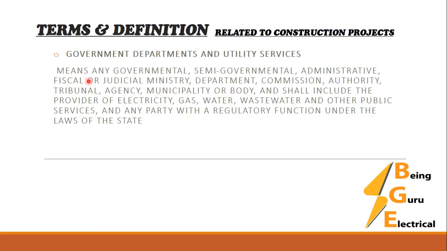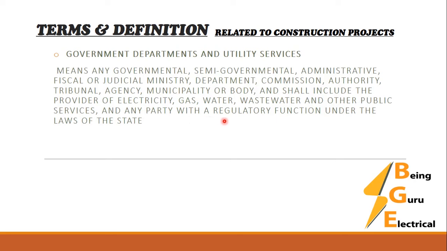After that we have government department and utility services. Government department and utility services means any governmental, semi-governmental, administrative, fiscal or judicial ministry, department, commission, authority, tribunal, agency, municipality or body, and shall include the provider of electricity, gas, water, wastewater and other public services and any party with a regulatory function under the laws of the state.